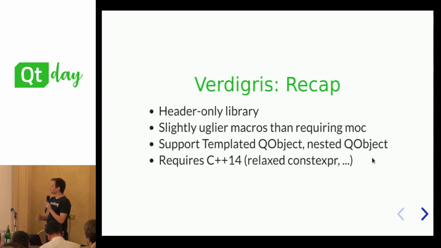So then, Verdigris is this header-only library. You can just use it in your code. It's LGPL. The macros are a bit more ugly, let's admit it, and that's one of the reasons why I think moc will stay, is that it's still easier to use the macro from moc.